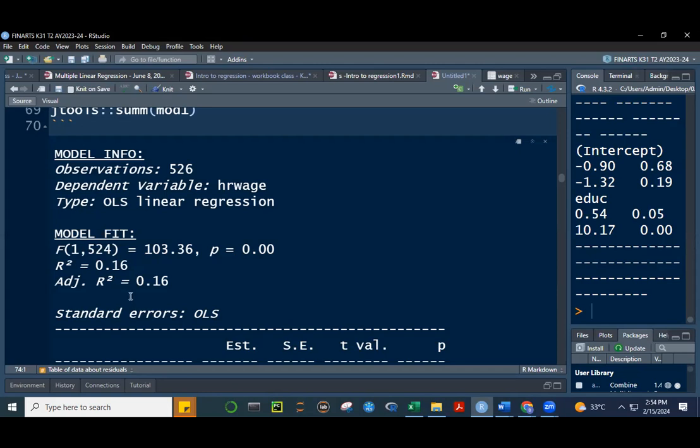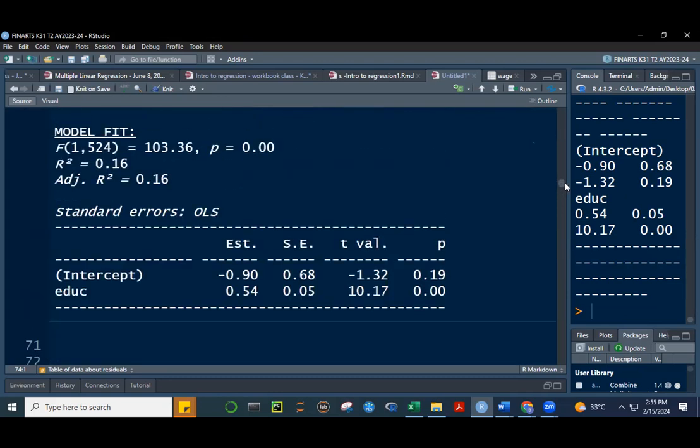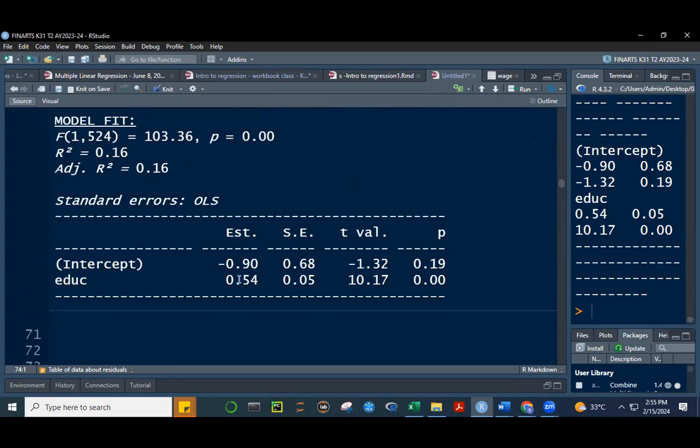We said that this will matter when we go to multiple linear regression, because every time you add a variable, you will be penalized for adding a variable as a predictor. Okay, then you have the parameters, education only, and then estimate, standard error, t value, and then the p-value. Okay, so that sums up what we can get from the jtools summ function.